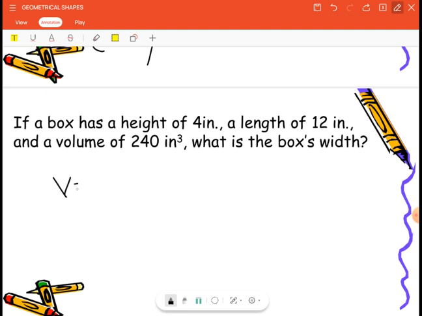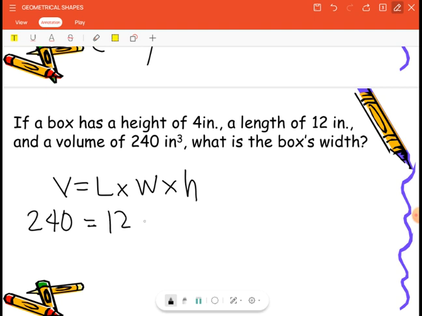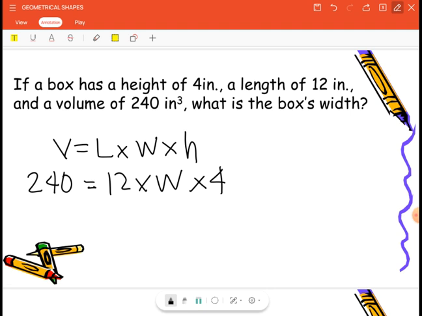So, if a box has a height of 4 inches, a length of 12 inches, and volume 240. So, volume siya, that is length times width times height. Okay? So, ilalagay mo dito yung 240, tapos yung length na 12, tapos wala siyang width. Width yung hahanapin times height na 4. Okay? So, ganun lang. So, that is equals to 240 divided by 12 times 4. So, yun. Para makuha mo yung width niya. So, yun yung lalabas dyan.